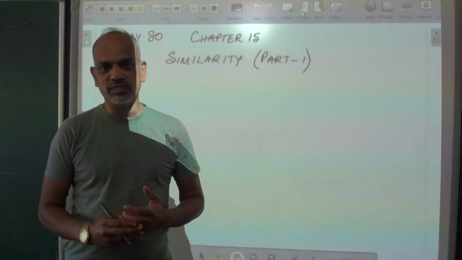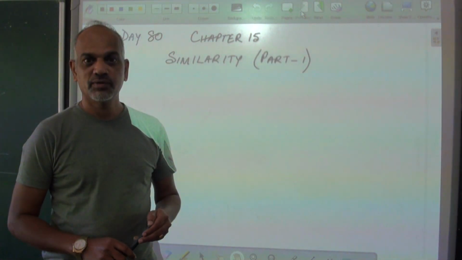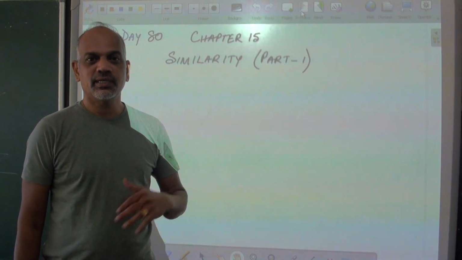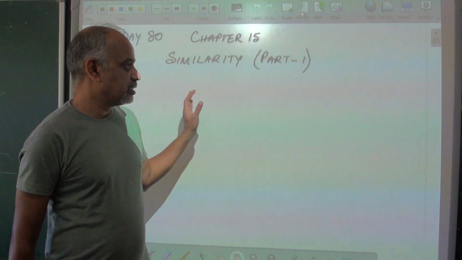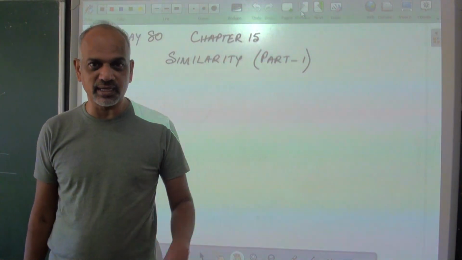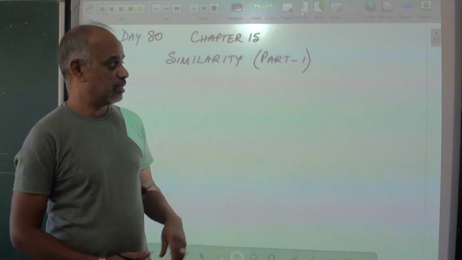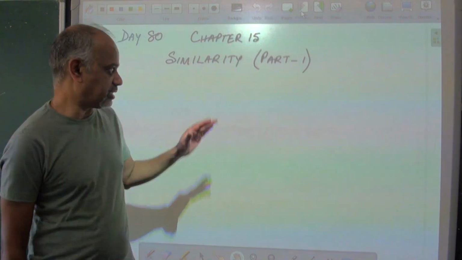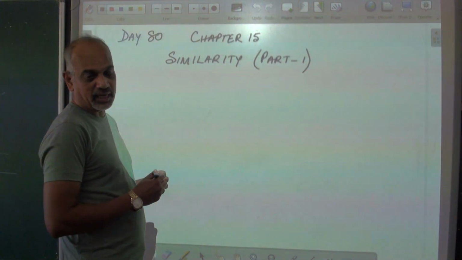You've seen congruency. If two triangles are congruent, which means they are of the same shape and same size. Okay. So if shape and size are same, then the two figures are said to be congruent. But about similarity, let's say for example, you have two rectangles.